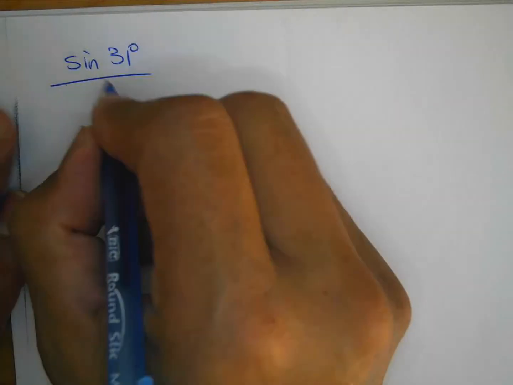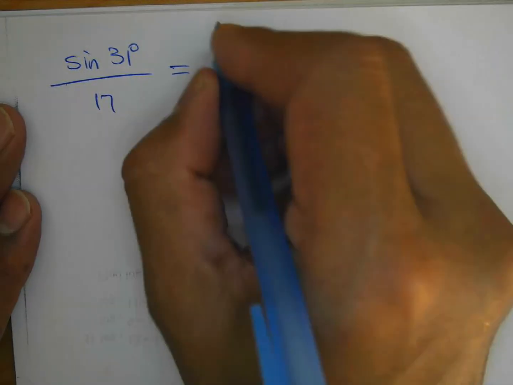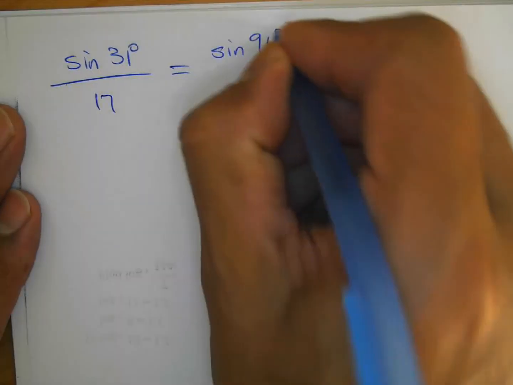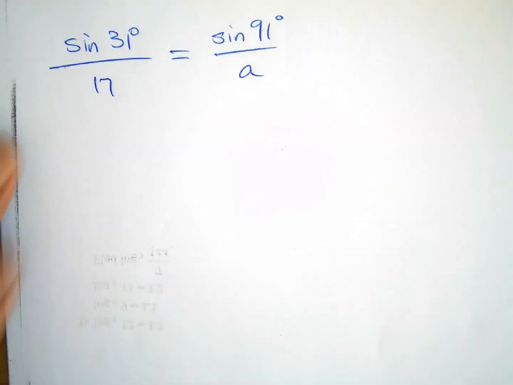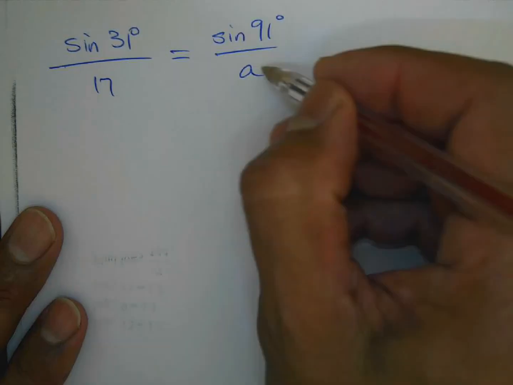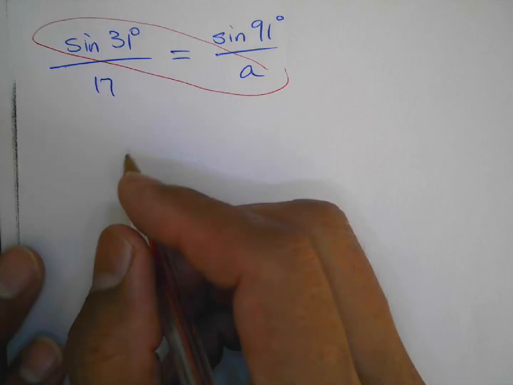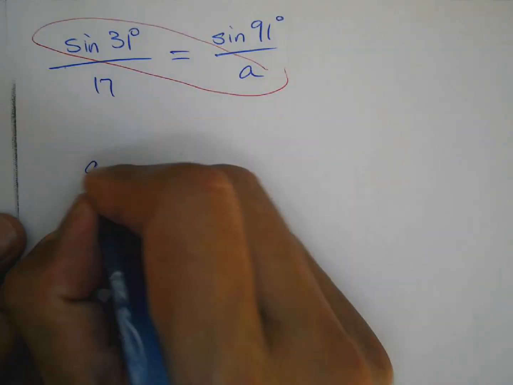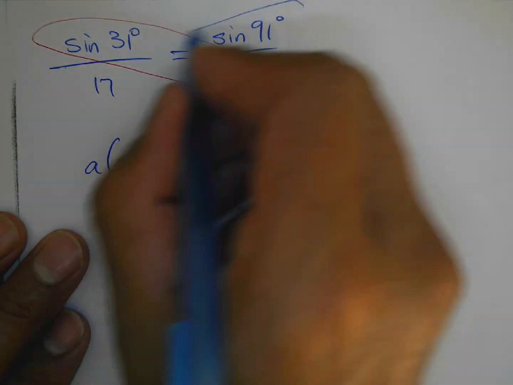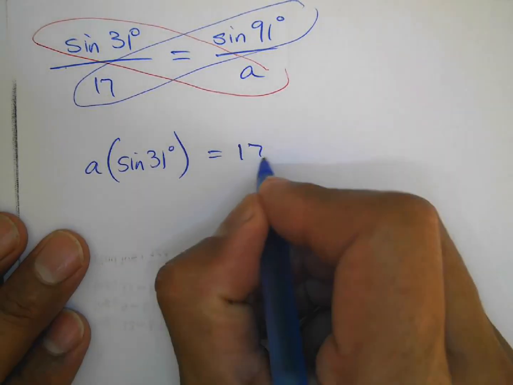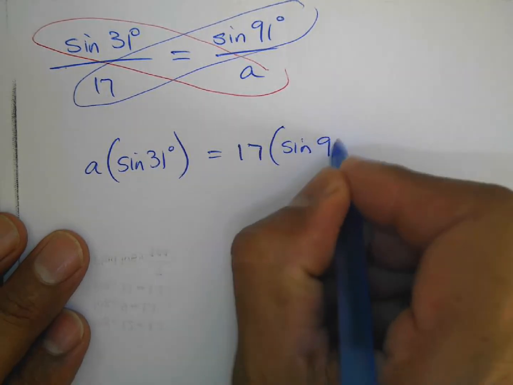Okay, so I'm going to solve one of them at a time. So I'll do this first one here. Sine of 31 over 17 is equal to sine of 91 over A. Let me do that one first. So cross multiply, right? We've been doing this. I start with the unknown one. A times sine of 31 is equal to 17 times sine of 91.